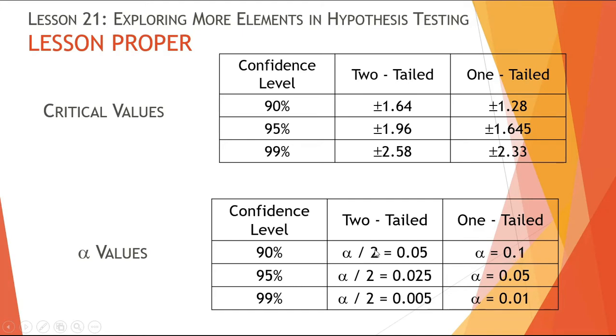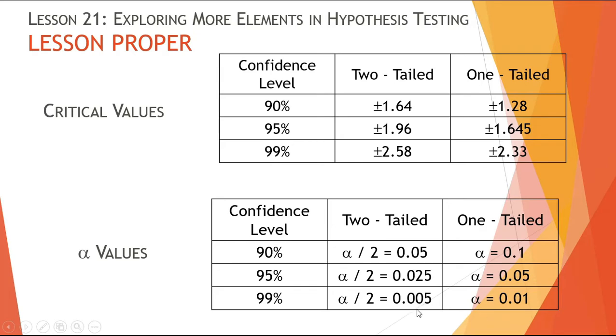Kalahati nitong 0.1 ay 0.05. Ayan, very good. Kapag naman 95%, 1 minus 0.95 is 0.05. Kapag hinati mo to sa dalawa, 0.025. Very good. Now, kapag naman 99%, 1 minus 0.99 is 0.01. Kapag hinati mo pa yung 0.01, magiging 0.005.